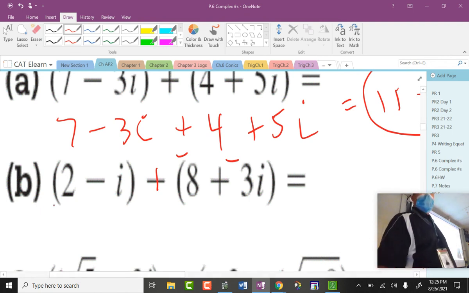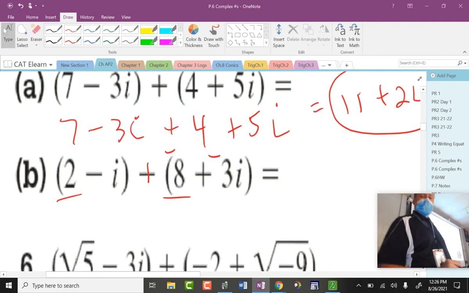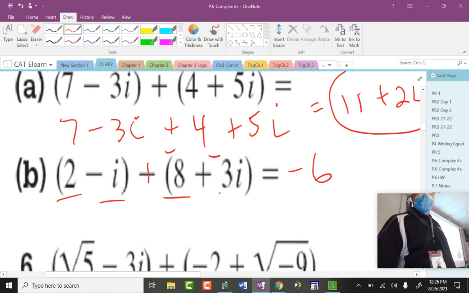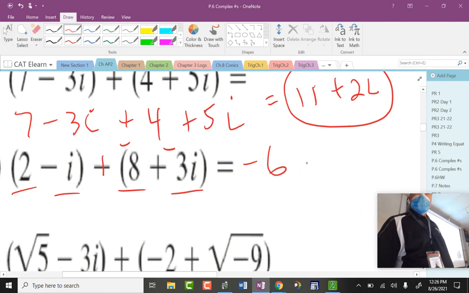Parentheses are meaningless. What does this become when you add those like terms? And then what does the next thing become? Negative i and negative 3i. Negative 4i.